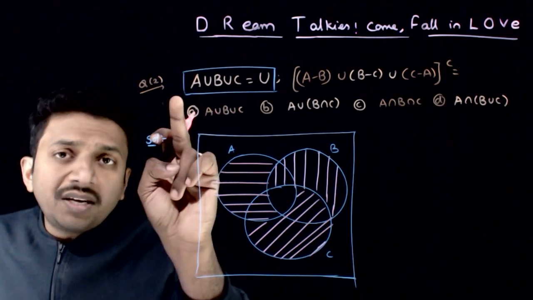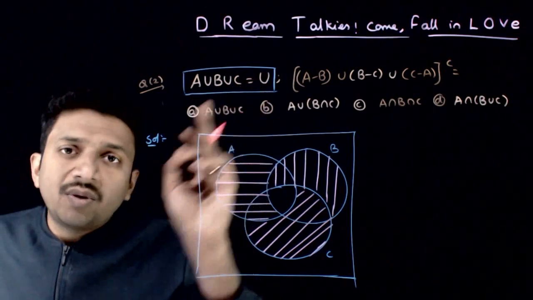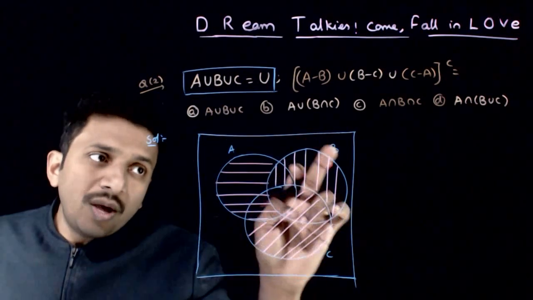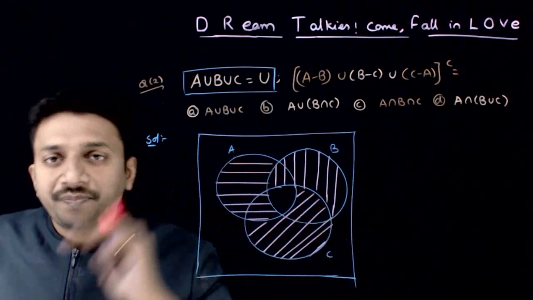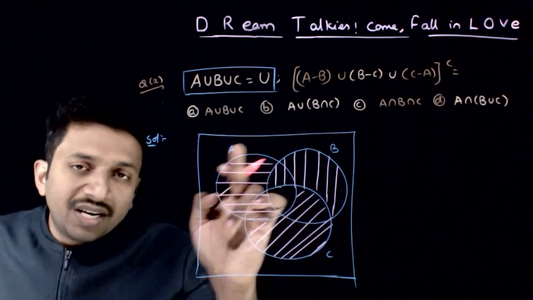And you're given that A union B union C is equal to U. That means there are no elements in this outside region. This outside region is empty.